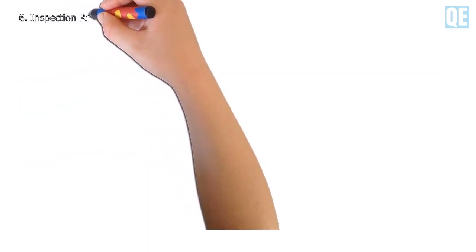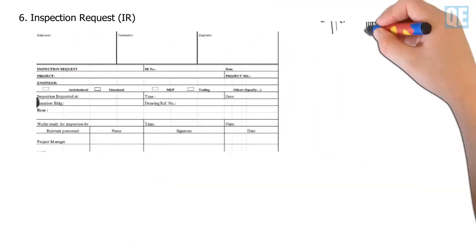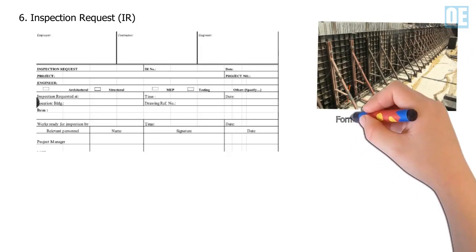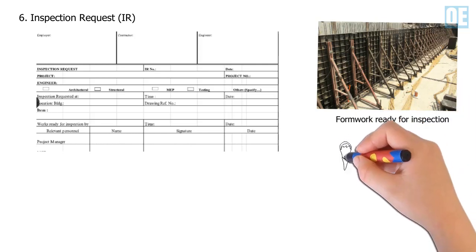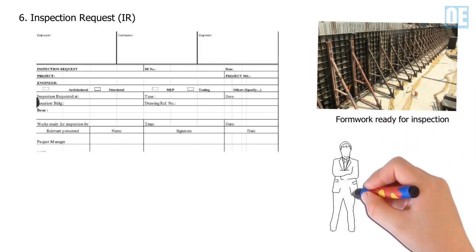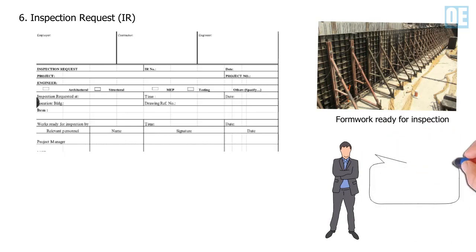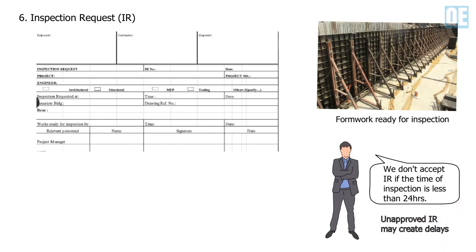6. Inspection request or IR. This form will use if there is part of activity that is ready for inspection. The inspection request shall be submitted 24 hours before inspection. IR shall not be accepted by the engineer if the time of inspection is less than 24 hours. So take care about the time. It might create delays on your project if it is accumulated.